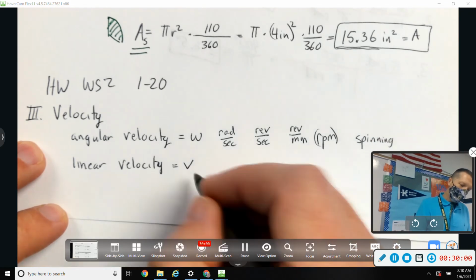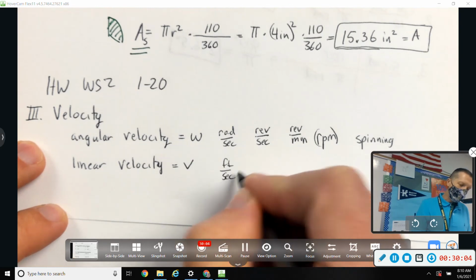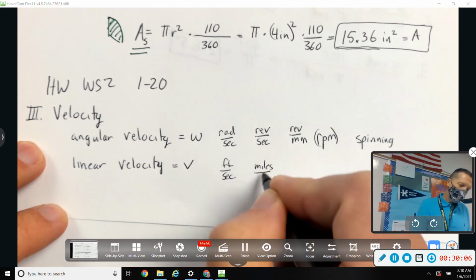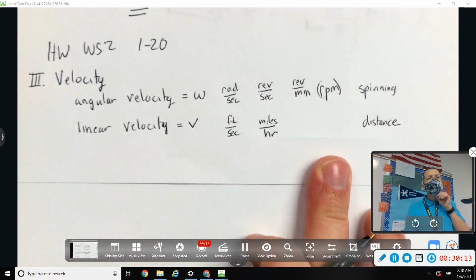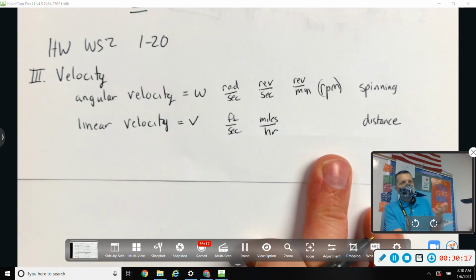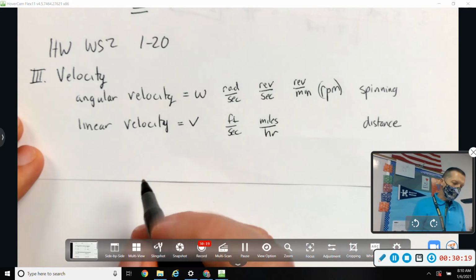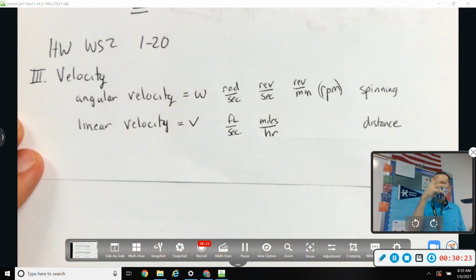Velocity you're more familiar with. That's feet per second or miles per hour. That's a distance thing. How much distance is covered? So with the bike wheel, you were both right. The yellow one was going farther in the same amount of time, so it had a higher linear velocity. But they were spinning at the same rate, so they had the same angular velocity.